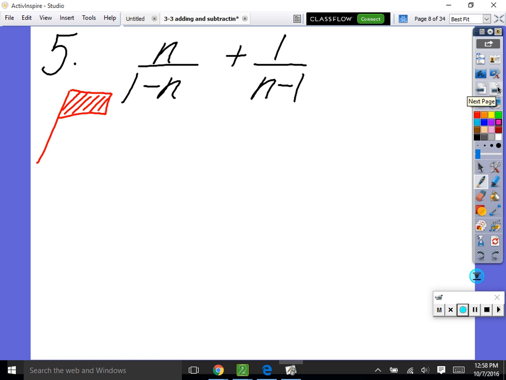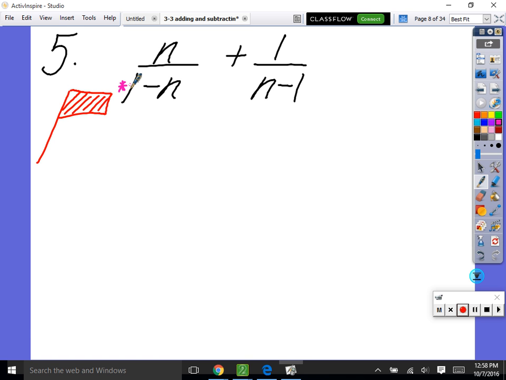Okay, next red flag problem is this one. This one gets people. I'm going to have you look up here for a second. Notice a lot of people will say those denominators are the same thing. Yeah, pretty much, but they're not, right? Now, what I want you to notice is this is not written in standard form, correct?